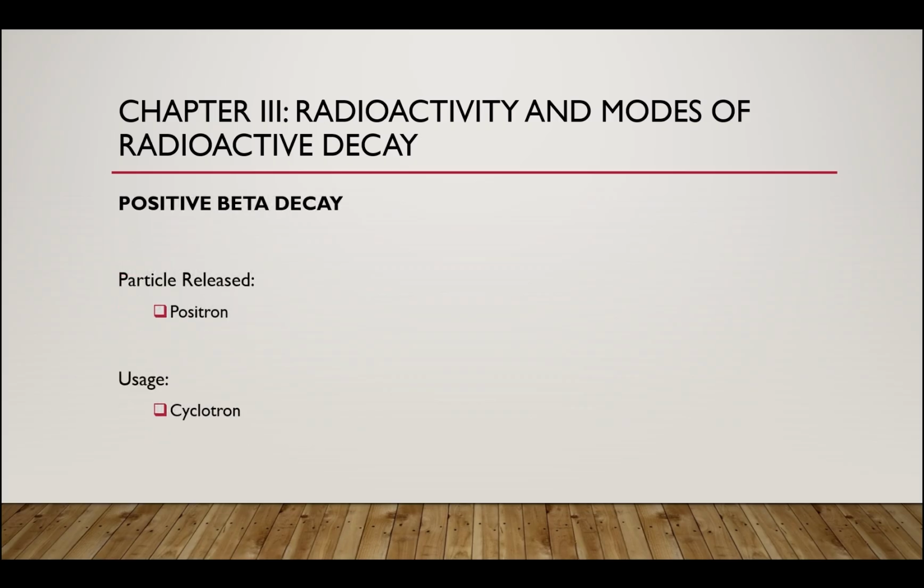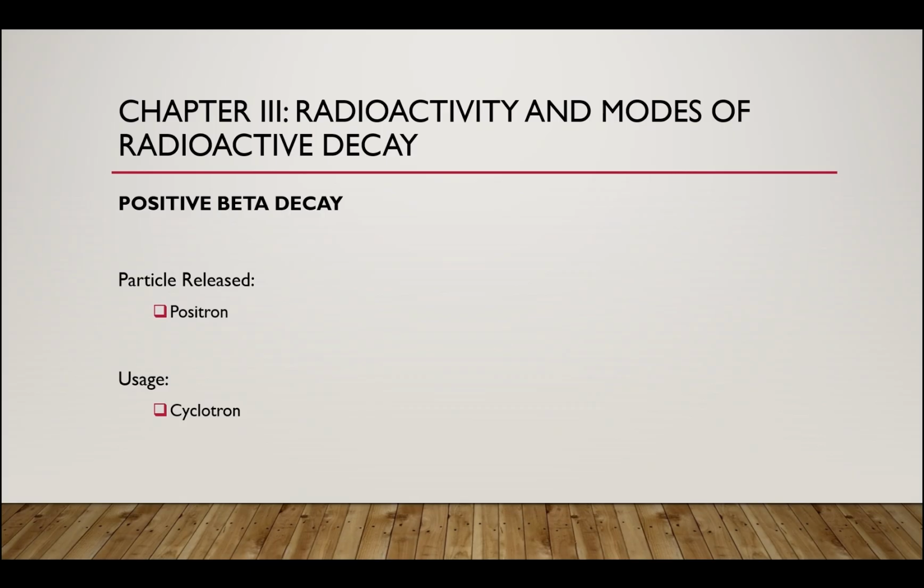For positive beta decay, it releases a particle called the positron and is used in cyclotron. We will discuss more of the positron and the cyclotron in the following chapters.